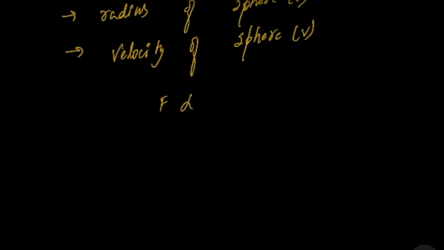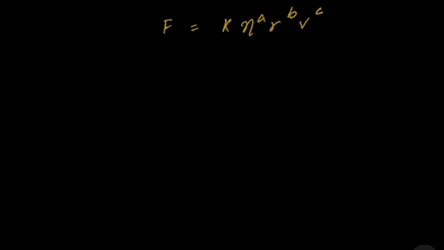So F is directly proportional to eta to the power a, r to the power b, and v to the power c. Anywhere, if they ask you to give the dimensional analysis, then you have to write like this: what it depends on, give powers a, b, c as variables, and then find out what the powers are. Now we will remove the proportionality and keep a constant: F equals k eta to the power a, r to the power b and v to the power c, and here k is a constant.